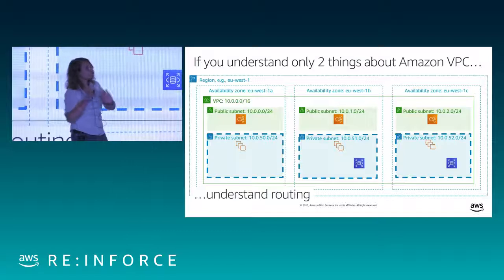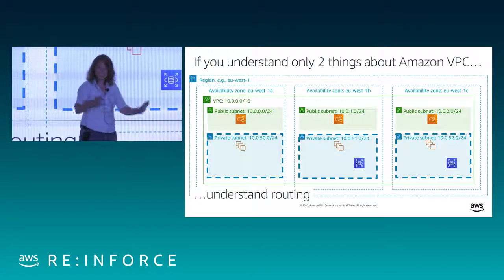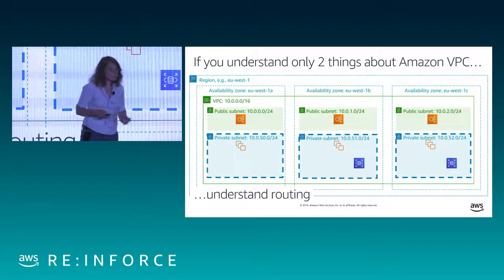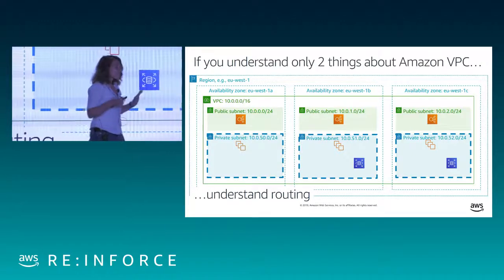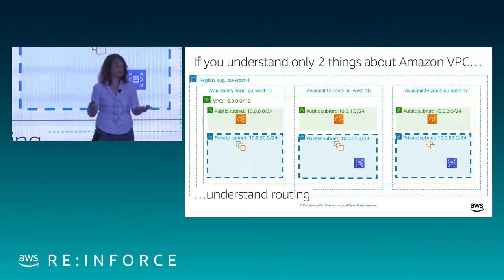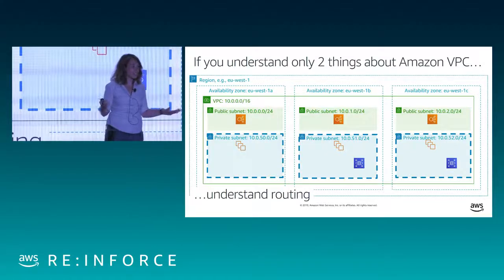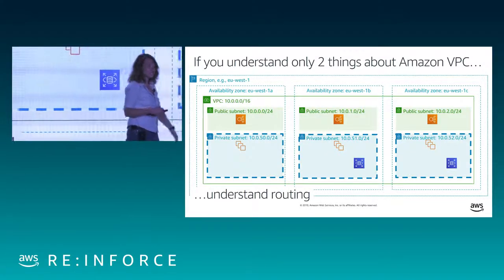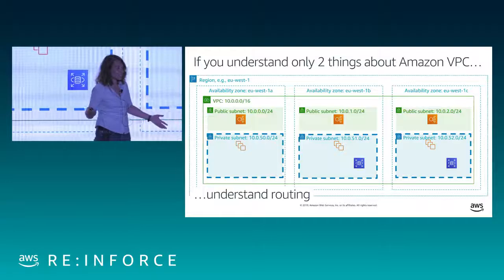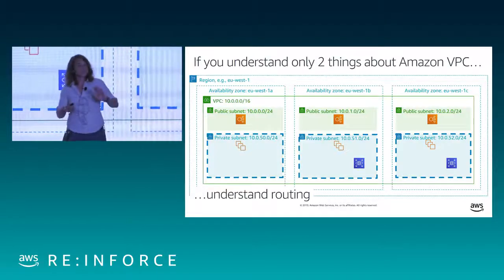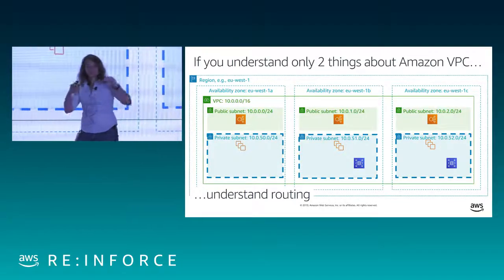Okay, so if you understood one thing, it was going to be security groups. You want to understand two things about networking? All right, we'll do routing. Honestly, if you get your security groups right, your network is secure. Because security groups work, right? If you don't have an inbound rule for a connection and someone tries to initiate a connection to you, it's not going to succeed.